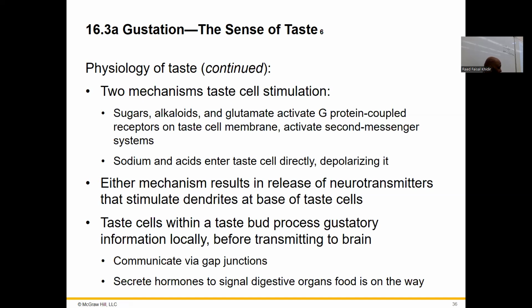And sometimes when you look at the color of the food, it looks really appetizing. And so now when we look at the physiology of the taste, there are two mechanisms that help us taste. The first one is if the food that we're eating is hydrophobic.